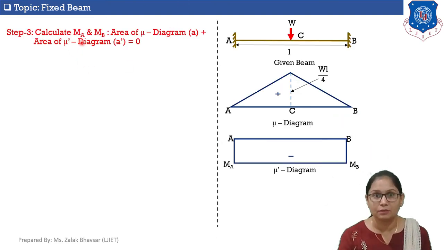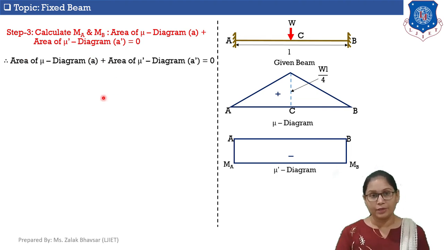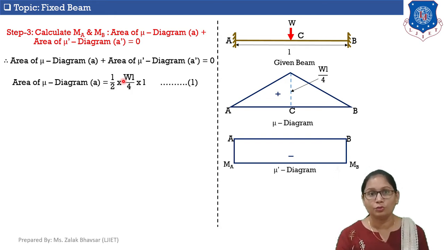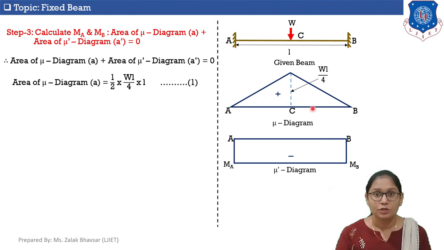In step number 3 we will calculate MA and MB by applying the equation: area of M diagram plus area of M' diagram is equal to 0. The area of the M diagram is denoted by small a. Here you can see that the M diagram is triangular in shape, and the area of a triangle is 1/2 times height times base. In the M diagram, the height of the triangle is WL by 4 and the base is L. So the total area of the M diagram, small a, is equal to 1/2 into W into L by 4 into L. Say this is equation number 1.